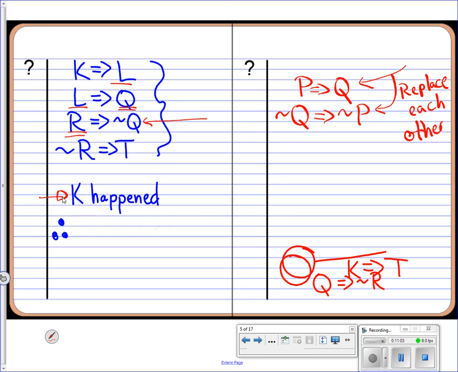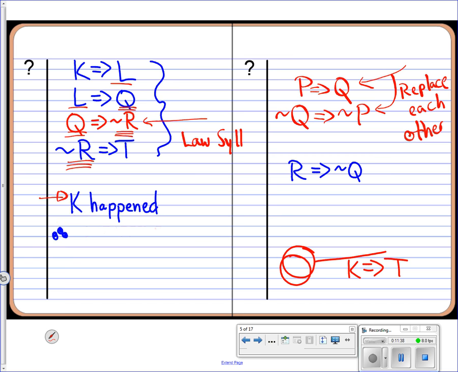And that's what's needed here. I need to take this Q then not R, and let's write its contrapositive and see if that will be helpful. And there it is. So I switched their places and then negated it. So now I'm allowed to take this one and bring it and put it in place. And take a look. It lined up now. So the law of syllogism says that I can now come to a conclusion that K then T must happen.